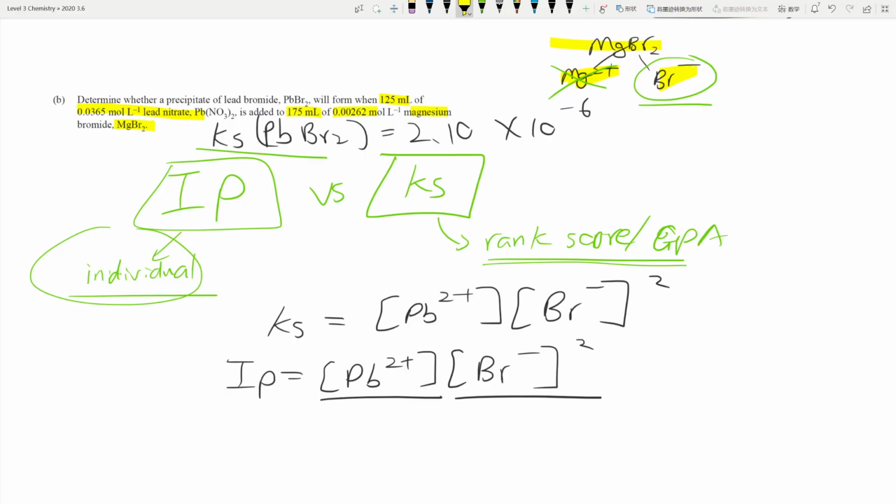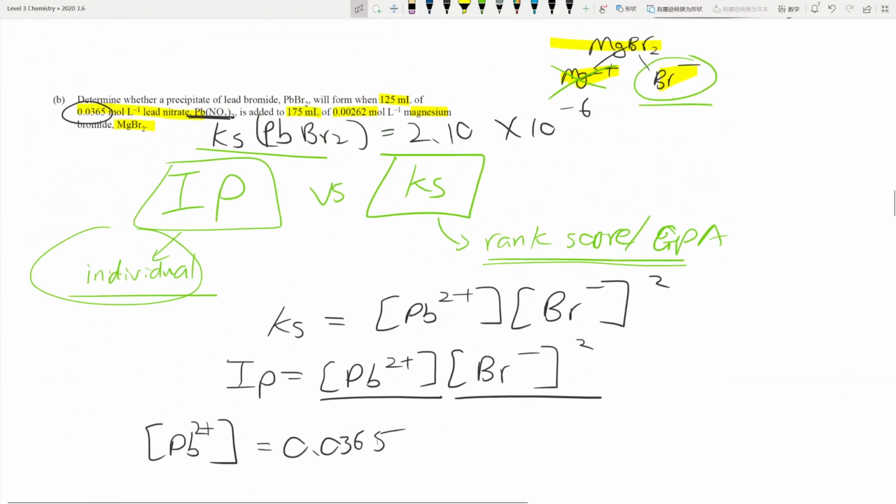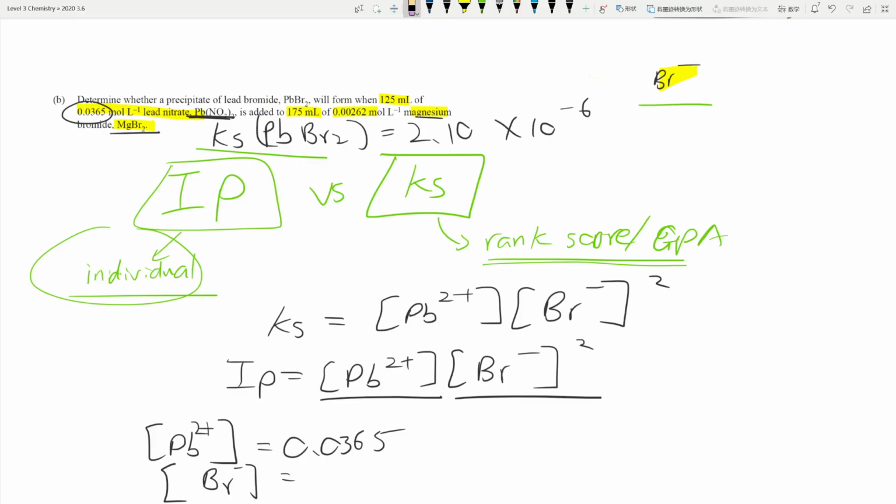So what does that mean? We need the Pb2+ concentration. So what was it before? Here it is, Pb(NO3)2, the concentration was 0.0365. Oops, ran out of space, that's okay. If you look at the other one, the Br-, which is in magnesium bromide, this is actually a really tricky one. Let me show you where that number came from.